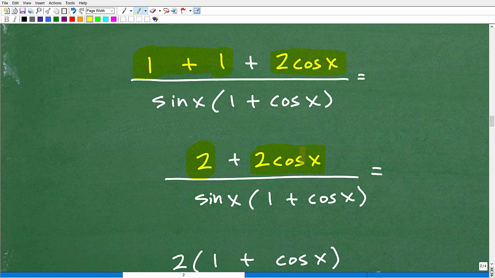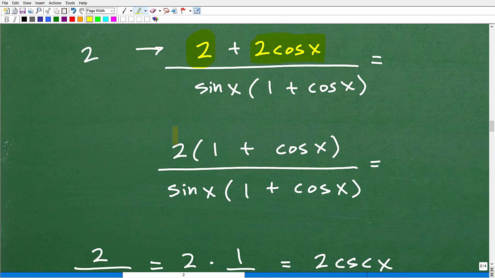So you get excited at this point in the problem. You're like, oh, wow, I can factor something. I can factor out a 2 over here, right? That's a GCF, greatest common factor, and let's do that now. All right, so I can factor out a 2, and that leaves me with what? 1 plus cosine x. I'm so excited because I have this 1 plus cosine x down there in the denominator.